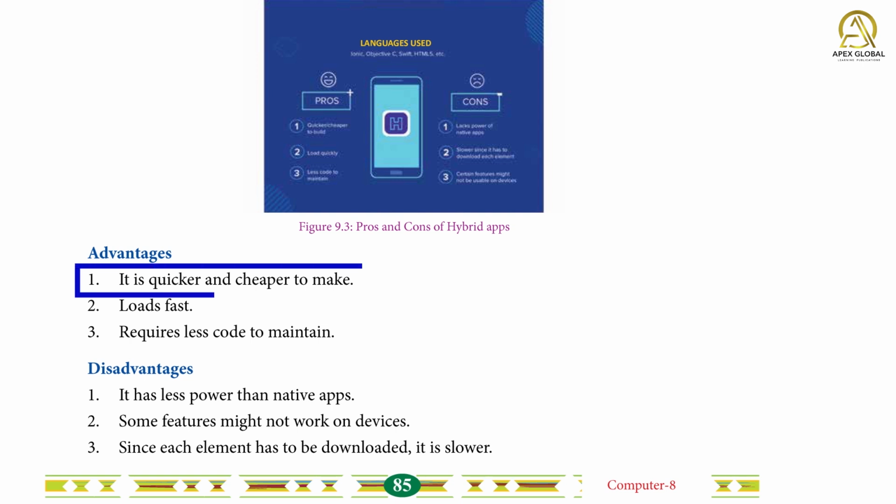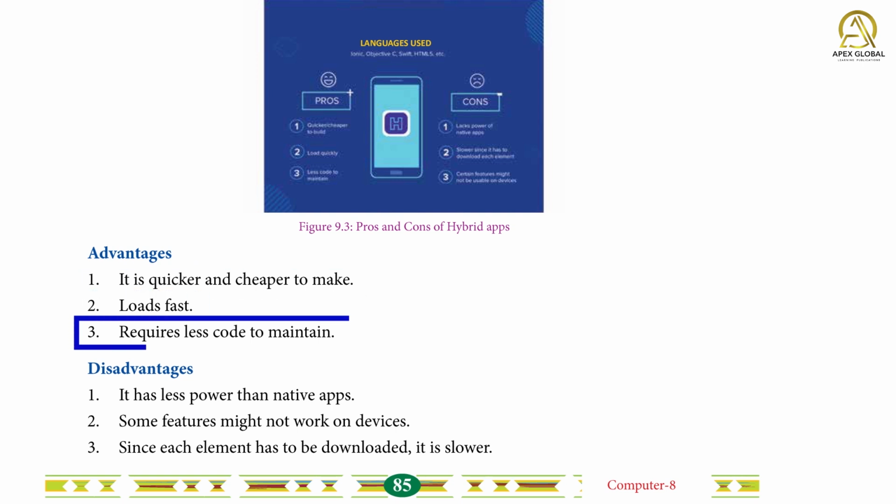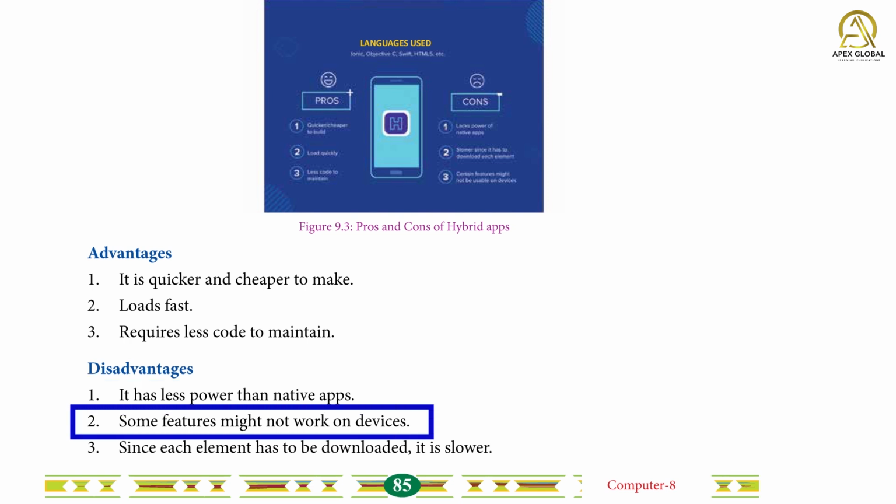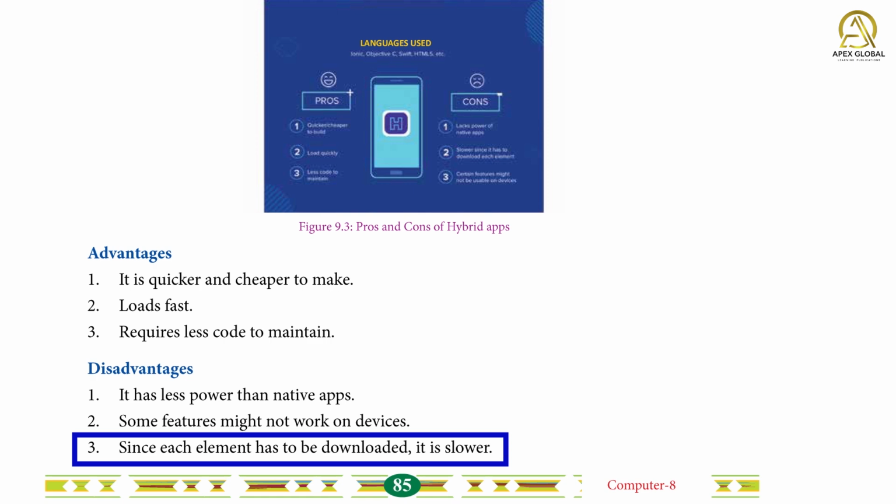Advantages: 1. It is quicker and cheaper to make. 2. Loads fast. 3. Requires less code to maintain. Disadvantages: 1. It has less power than native apps. 2. Some features might not work on devices. 3. Since each element has to be downloaded, it is slower.